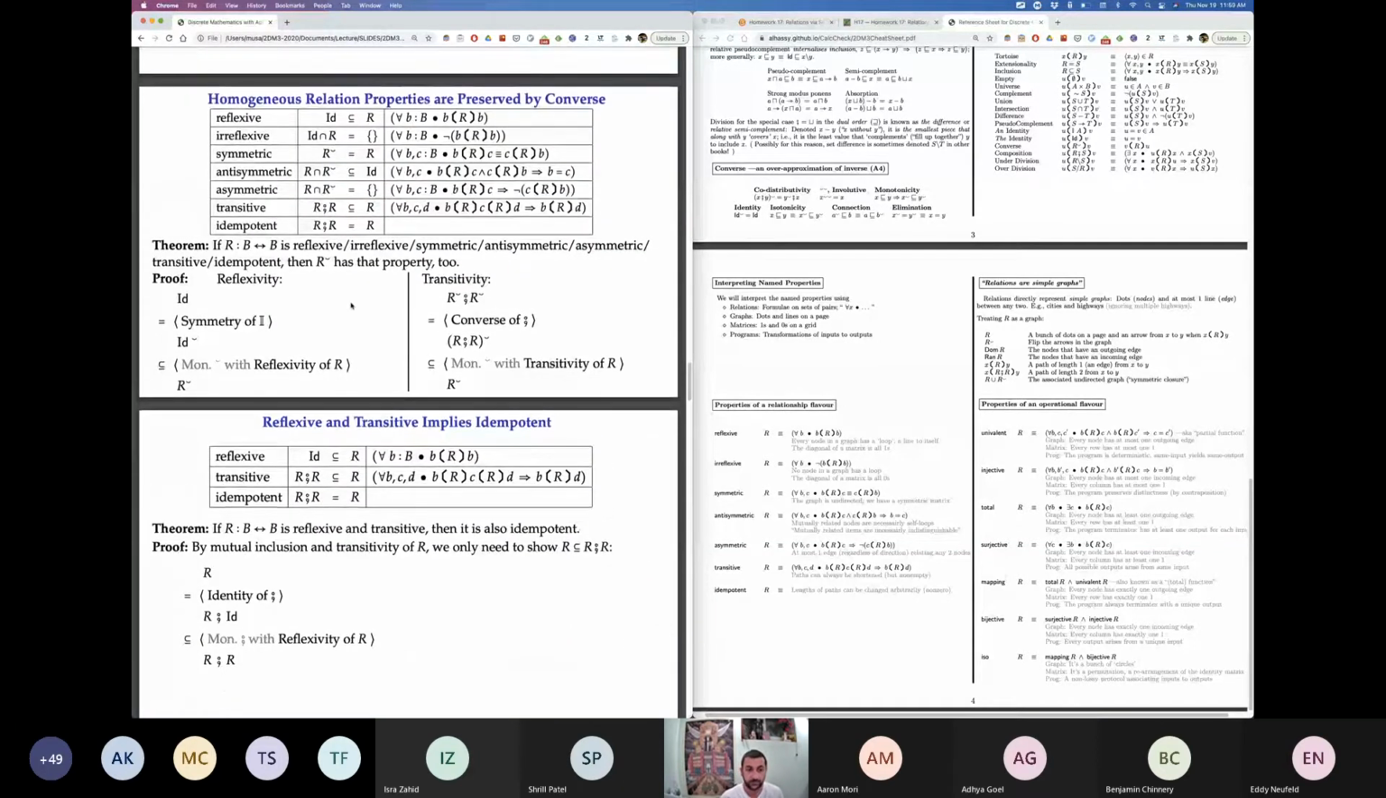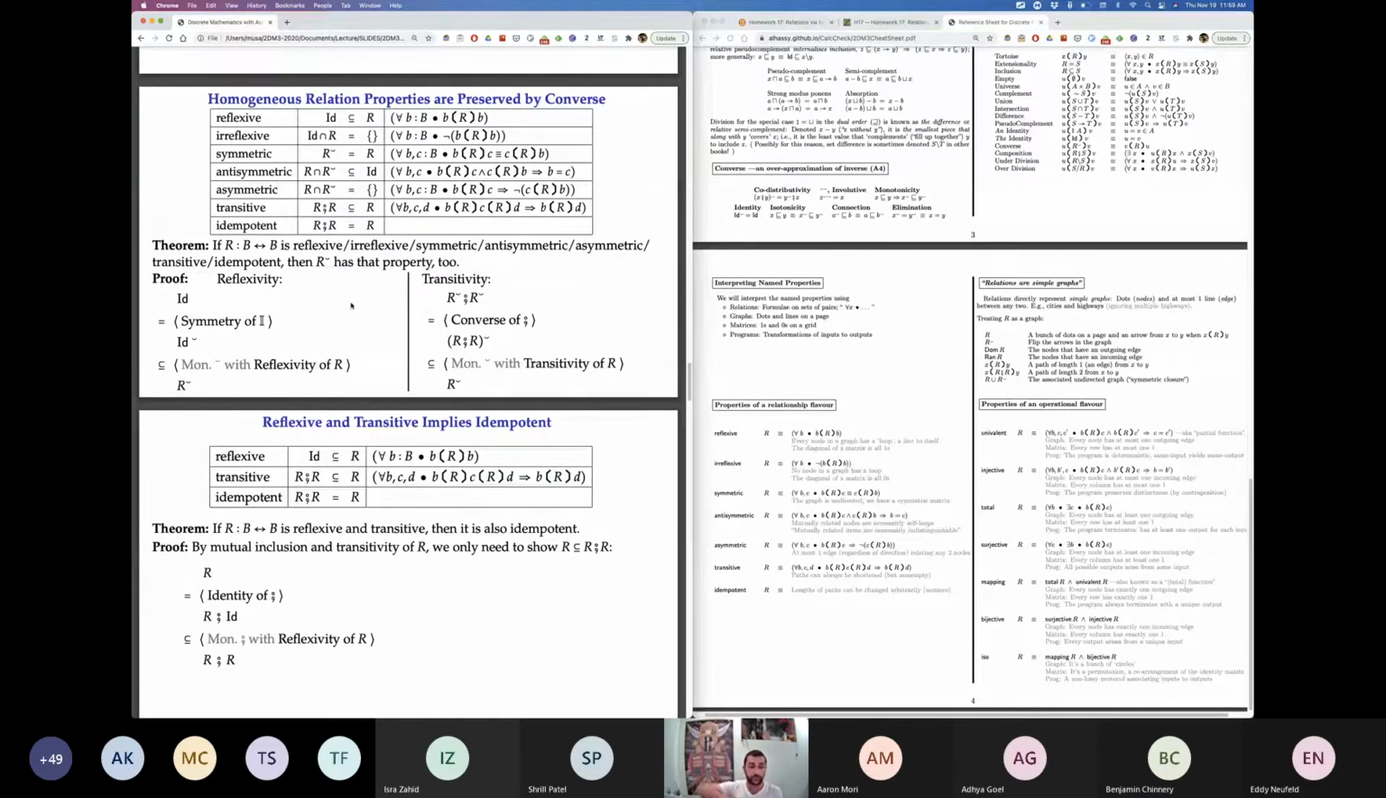So here is a proof that I tried to show really quickly last time. If you have a relation that's reflexive, then its converse is also going to be reflexive. For a moment, let's forget about the algebra. We said a relation is a simple graph, so a bunch of dots and lines between them. The converse means change the direction of each line.